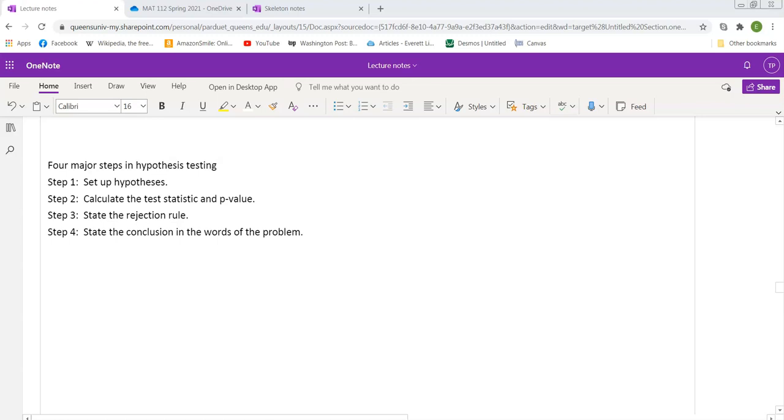Hi, everybody. Welcome to part 2 of the lesson introducing hypothesis testing and the z-test. So we're going to pick up where we left off.